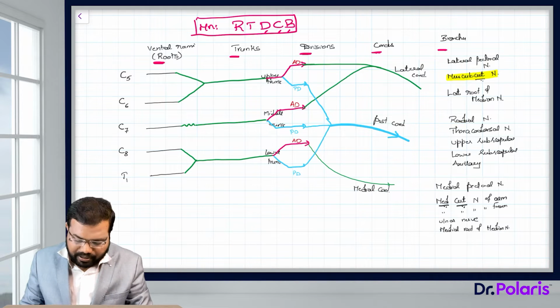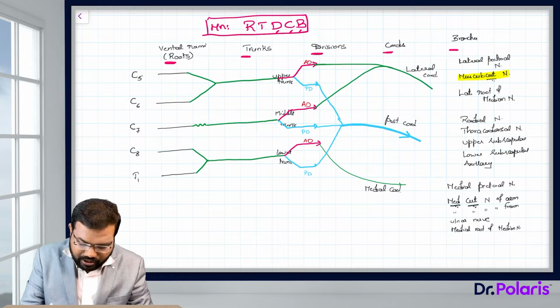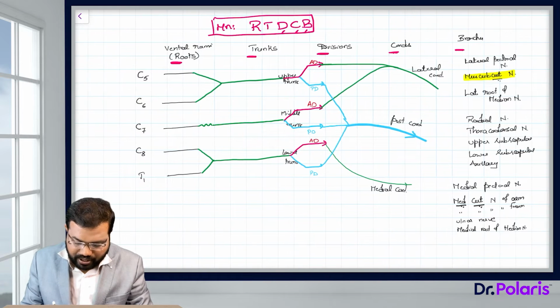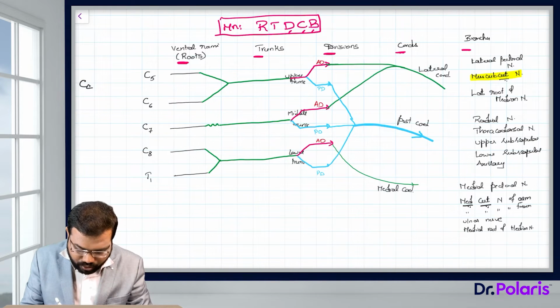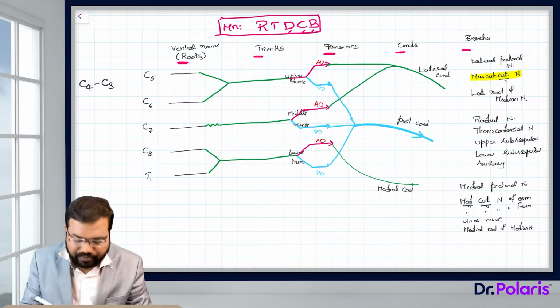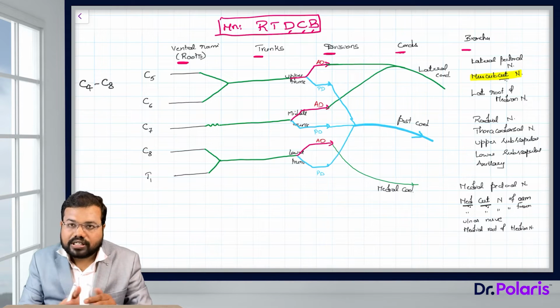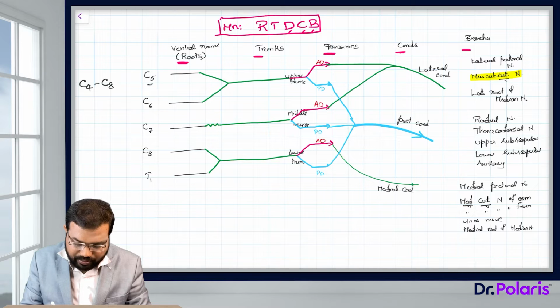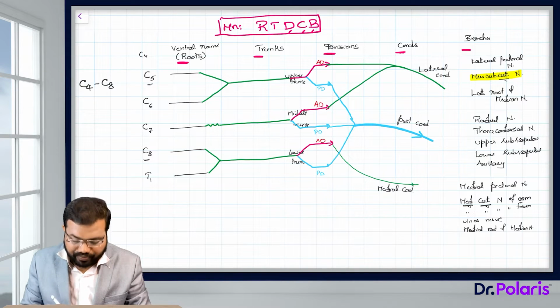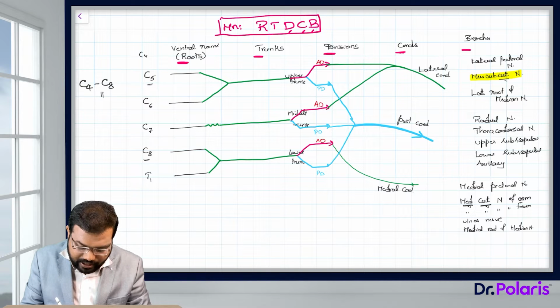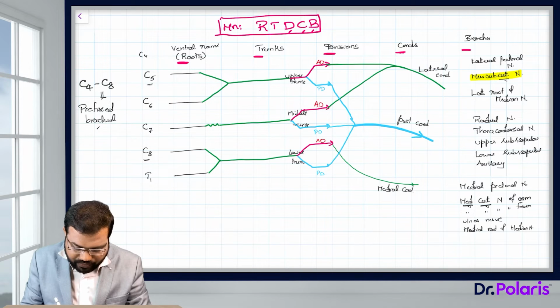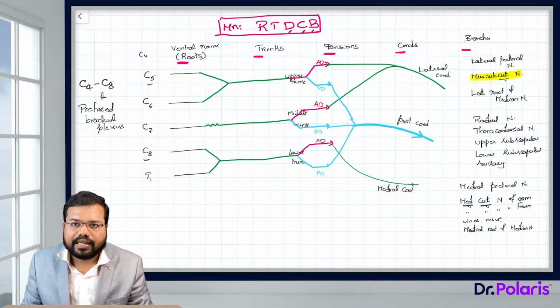Usually it is from C5 to T1. Sometimes it is from C4 to C8 only. That means one step ahead. Here C5 is originating, but one step ahead is C4. So here also one step ahead, that is C8. So when the network is formed from C4 to C8, that is called prefixed brachial plexus.